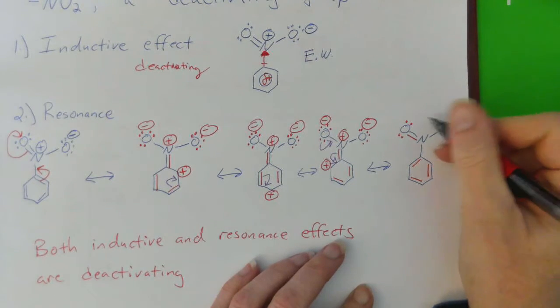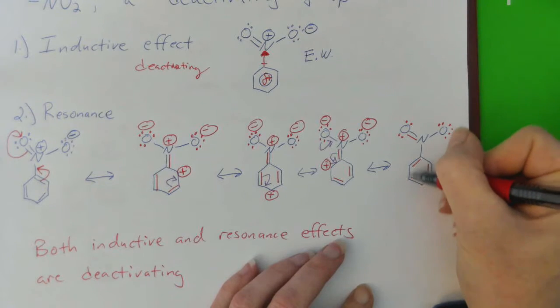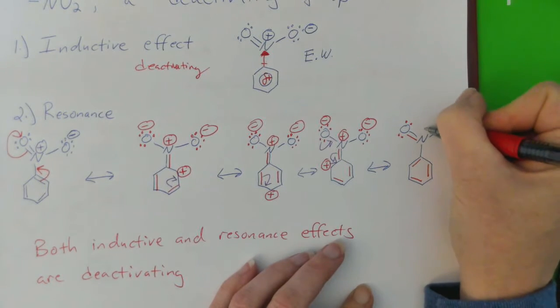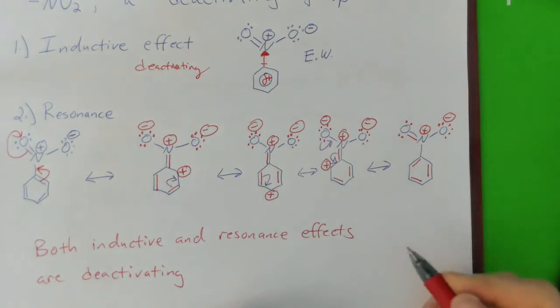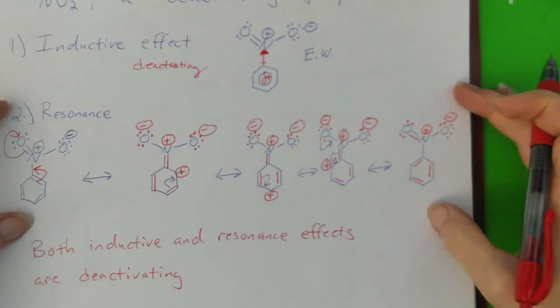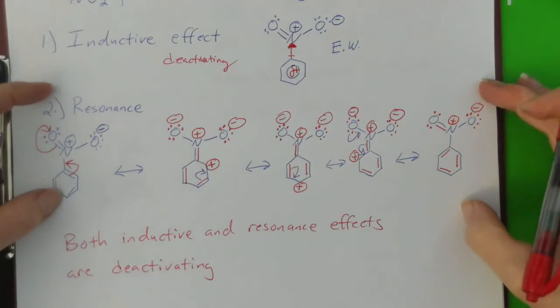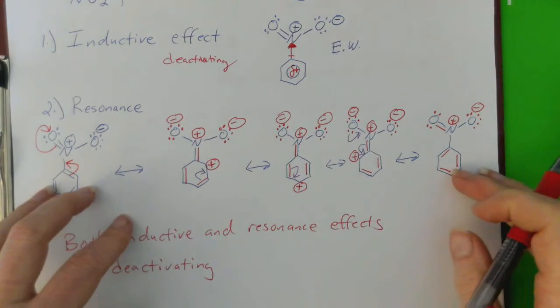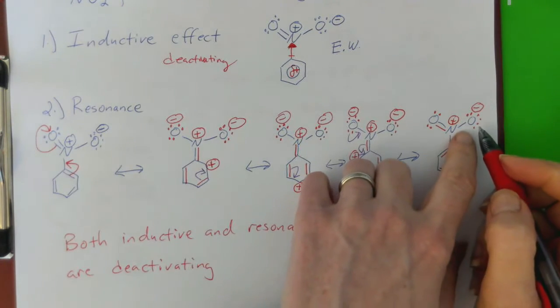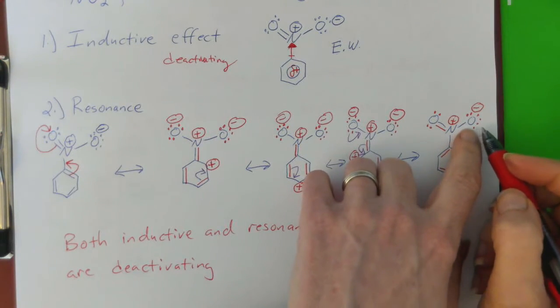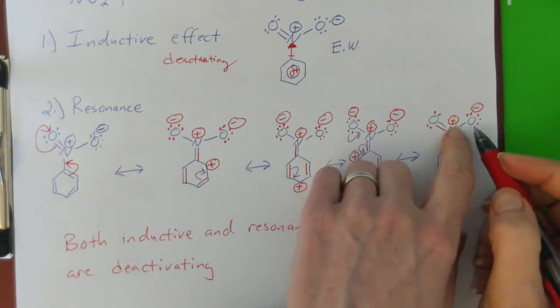Let's just do a check of our net charges. No charges here in the ring. I have a plus charge on this nitrogen, and I have a minus charge here, but still net charge of 0. So notice with the resonance hybrids, I've drawn out 5 here. And if you wanted to, you could draw some more where this oxygen has the double bond.